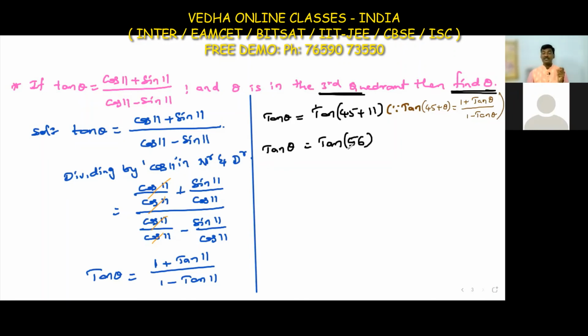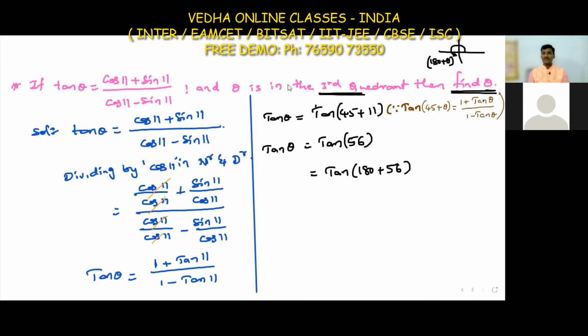56 degrees is in the first quadrant. Where we have the third quadrant, we have it after 180, so it is more than 180. 180 plus theta we take. So that means tan of 180 plus 56. Can we take like this? Check it once. Do we get the same again or not?